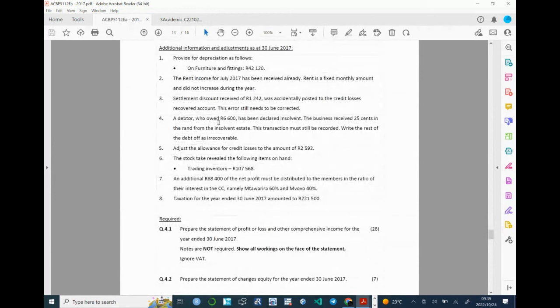We're now on 4. A debtor who owed 6,600 has been declared insolvent. The business received 25 cents in the rand from the insolvent estate. This transaction must still be recorded. Write the rest of the debt off as irrecoverable. So you're going to calculate 25% of this 6,600. We're going to say credit losses increases by that 25%. We're also then going to say debtors is decreasing.